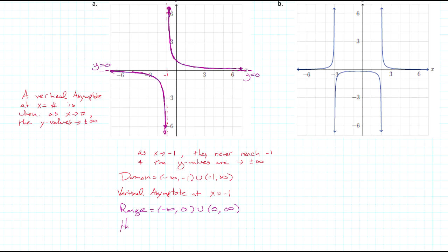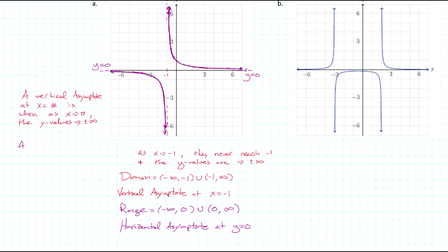So horizontal asymptote. The P is silent. You can kind of force the B. Asymptote, asymptote at y equals 0. So let's talk about what is a horizontal asymptote.